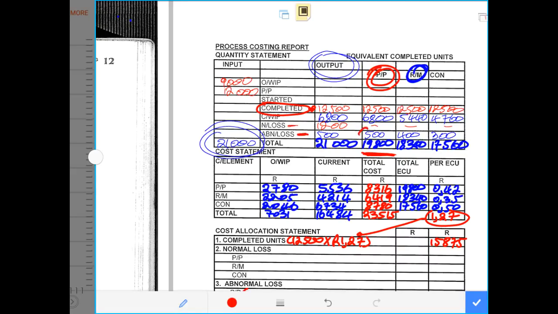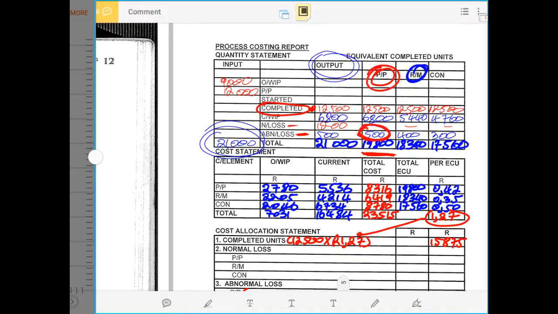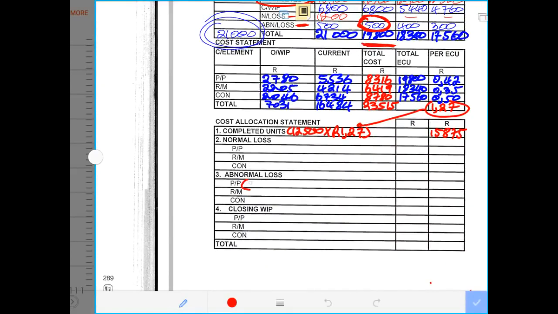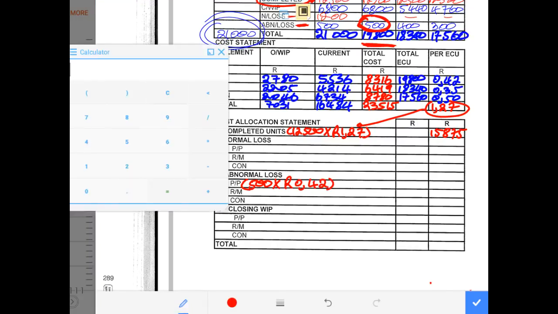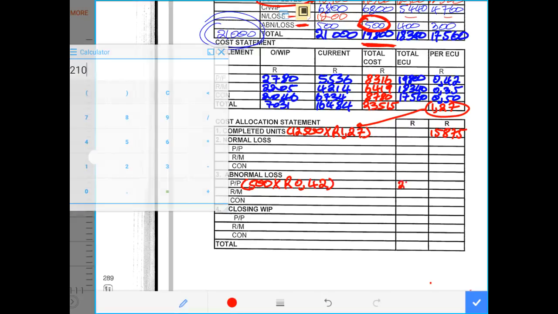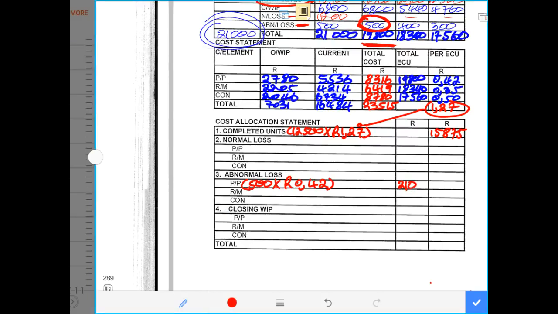Previous process is 500 units. Sorry for that, 500. We don't take the total. So now we take the 500 units. We multiply that by the previous process cost per unit. 42 cents does not change. So now we say 500 units of the abnormal loss under the PP column. We multiply that by 0.42, and it gives us 210 rands, which is the abnormal actual cost in rands.